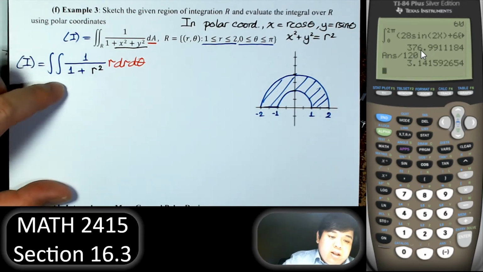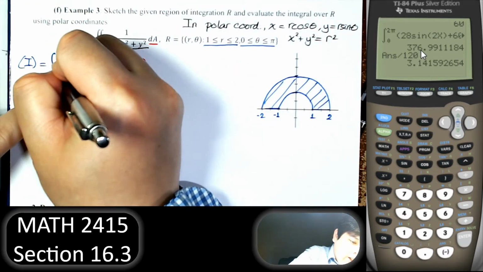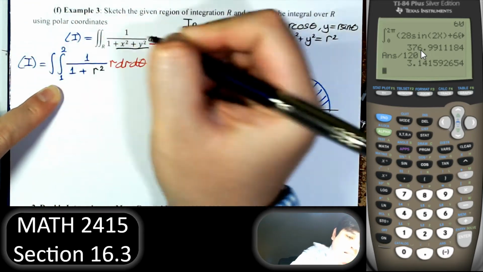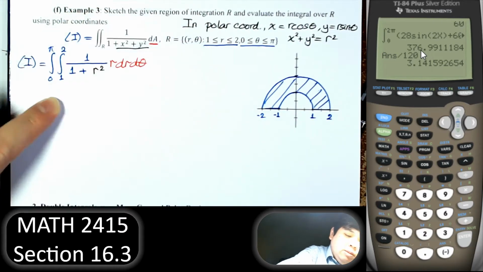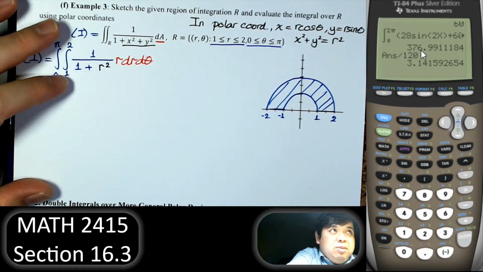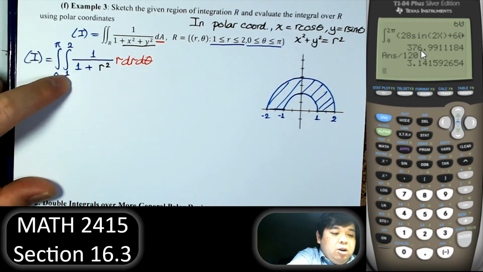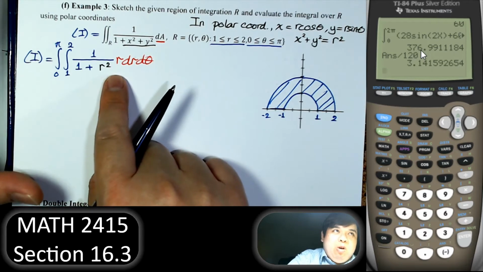Now the limits for r, inner limit between 1 and 2. Outside limit between 0 and pi. So the good thing is, once again, we have constant limits: 0, pi, 1, 2. And the function here only depends on r.